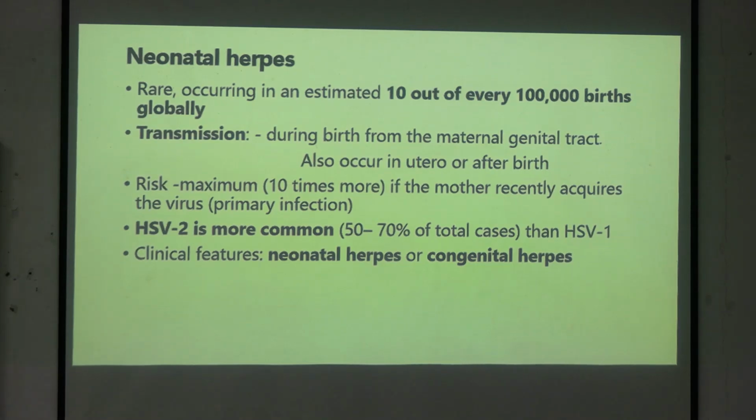Okay, now come to herpes. It is very rare because see 10 out of 100,000 births, that is how it is, neonatal herpes. But neonatal herpes, we have HSV1 and HSV2 as we all know. But in this case, in congenital or neonatal herpes, HSV2 is more common. Okay, HSV2 is more common.